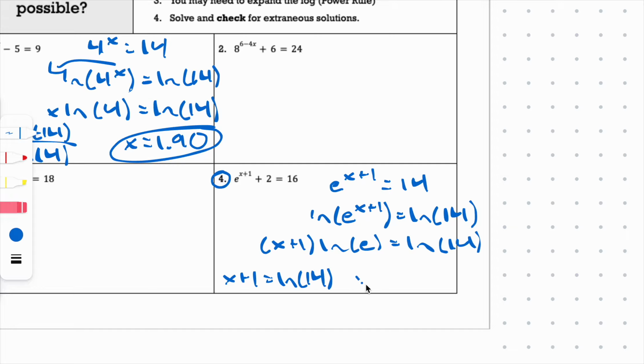And that's equal to x equals ln of 14 minus 1. All right, ln of 14 is about 2.64 like we said before. So minus 1 is going to be 1.64. So x equals 1.64. Perfect. And so you'll notice that it makes it easier that we use the natural log here when we have a base e.